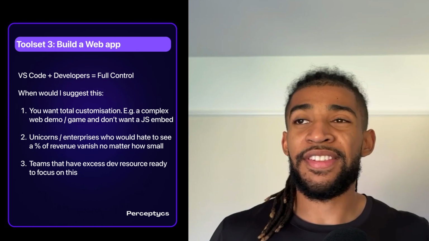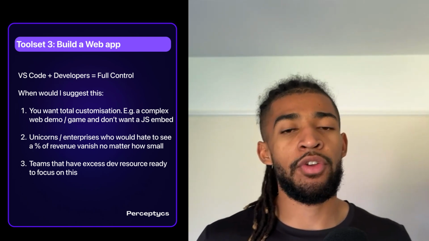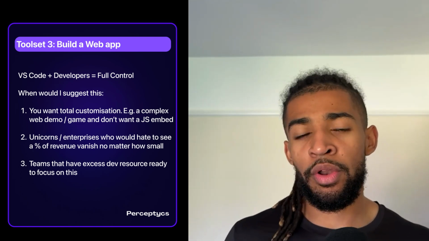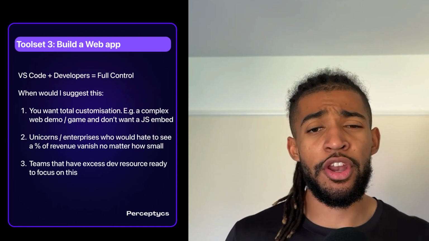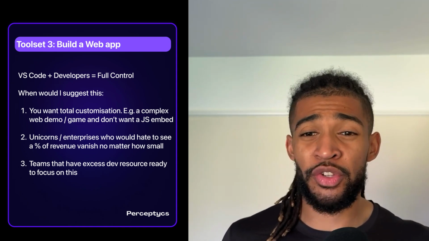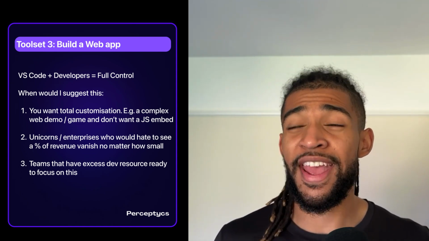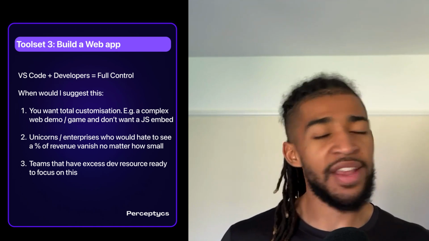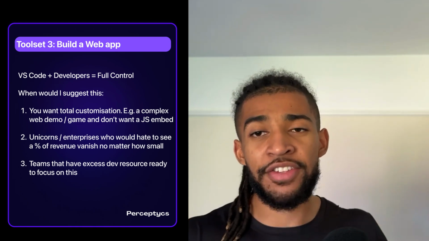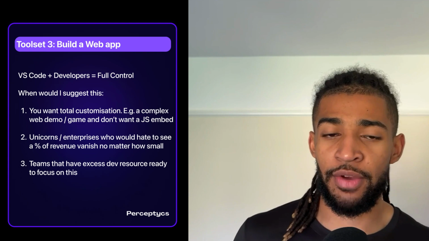The second instance that I'd recommend this is if you're an enterprise company or a unicorn and you're basically making so much money that paying a percentage of revenue, no matter how small it is, just irks you so much because it's a variable cost and it just angers you and you are just not going to do it, or you would just never get that signed off. Yeah, if that's you, then probably you're going to have to build it yourself.